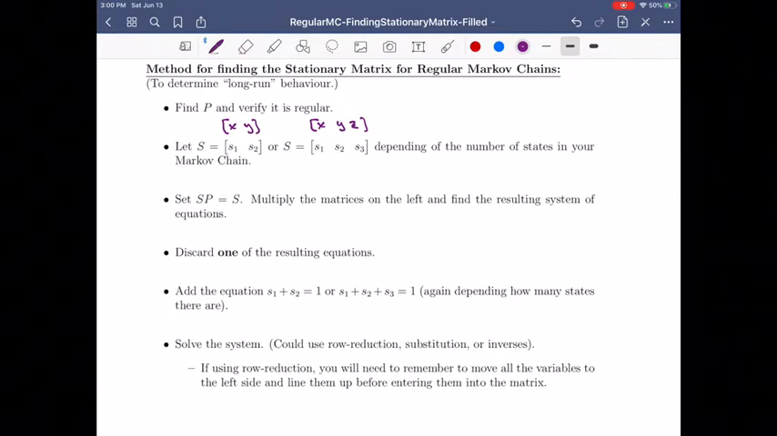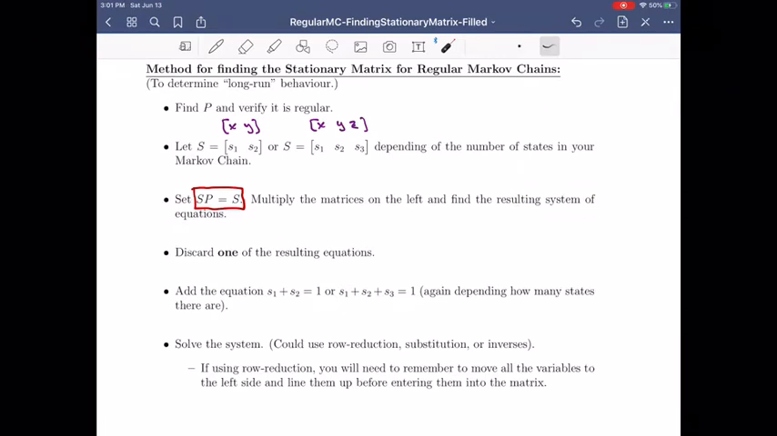So you just let it be this. And then you know that it satisfies the equation S times P equals S. Okay, so you want to write that out, simplify, so multiply the matrices on the left, and then find the resulting system of equations. Okay, so that's what we did.